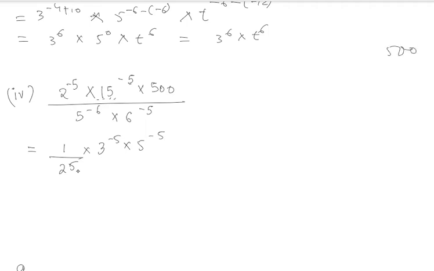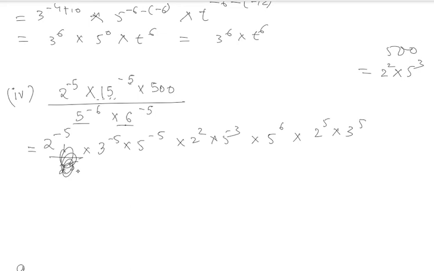Now 500, if you do the exponent form by finding the factors, you get 2 square into 5 cube. So into 2 square into 5 cube. And these are having negative powers, so I'm changing them into positive powers. 6 can be written as 2 into 3. So 2 to the power 5 into 3 to the power of 5. I could have written this in the numerator, so I'm just writing this in the numerator so that it becomes easy for us to calculate.